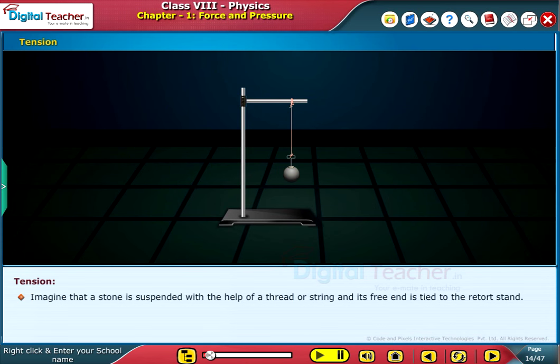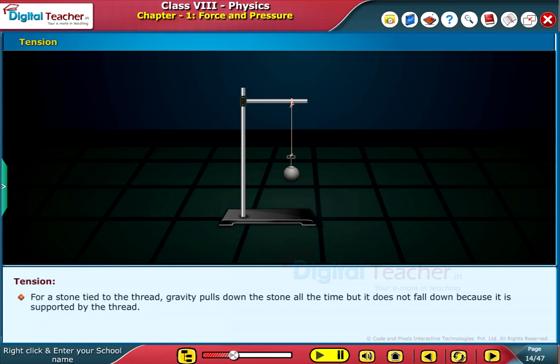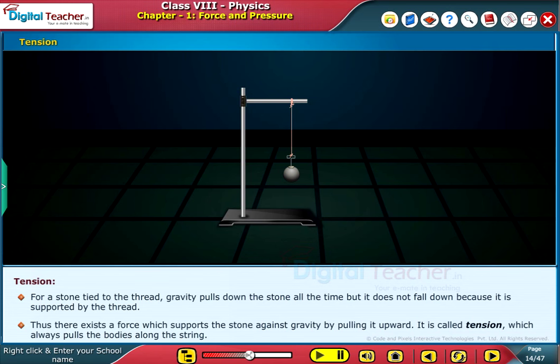Imagine that a stone is suspended with the help of a thread or string and its free end is tied to the retort stand. We know that the stone would fall down due to gravitational pull or weight of the earth if the string is broken. For a stone tied to the thread, gravity pulls down the stone all the time, but it does not fall down because it is supported by the thread. Thus, there exists a force which supports the stone against gravity by pulling it upward.